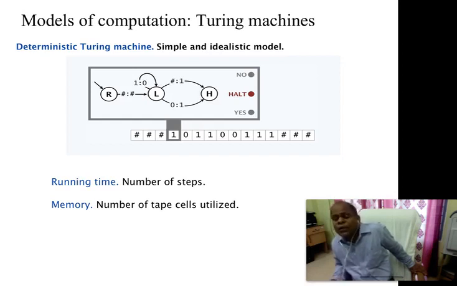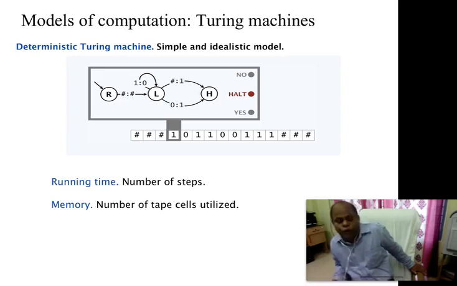And memory, how much memory your algorithm will take, is the number of tape cells utilized, and the output will be stored in the tape cell. This is one model of computation that is called the Turing machine model. Hence, while you are analyzing the algorithm, you can follow the Turing machine model.